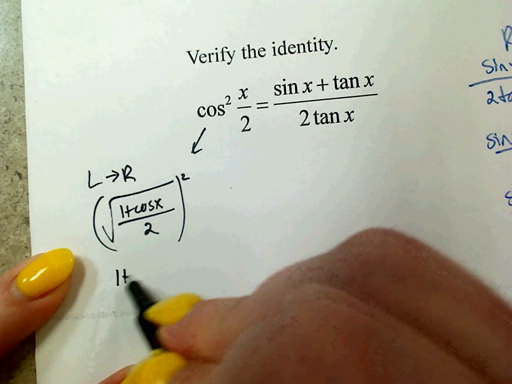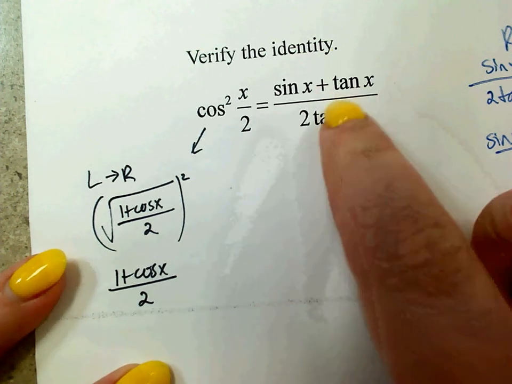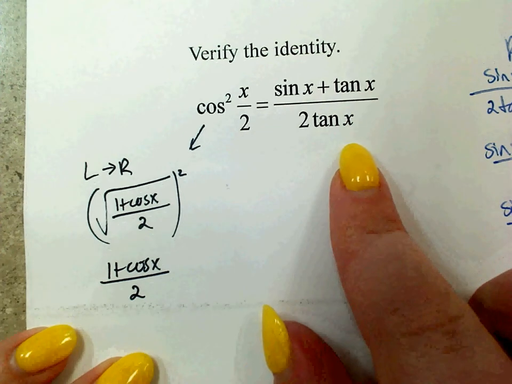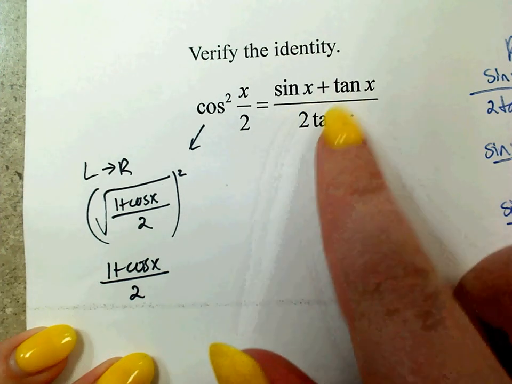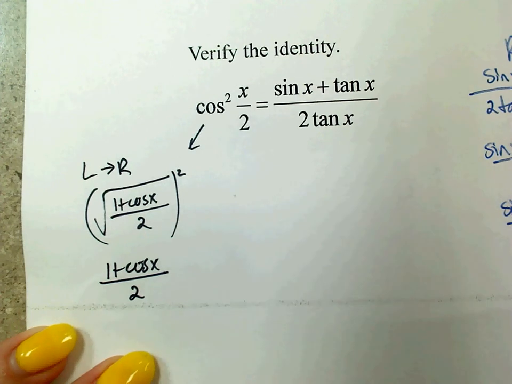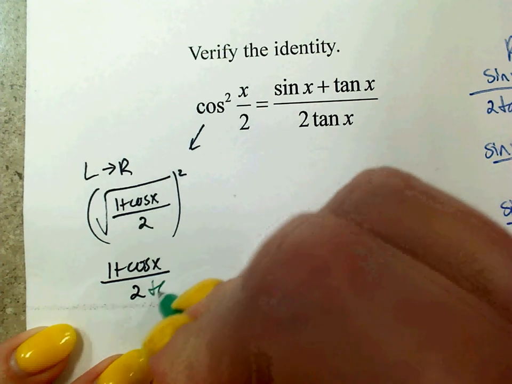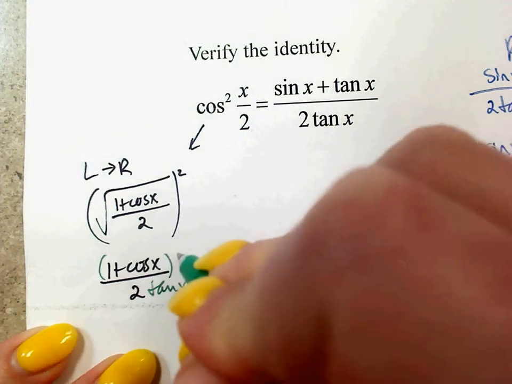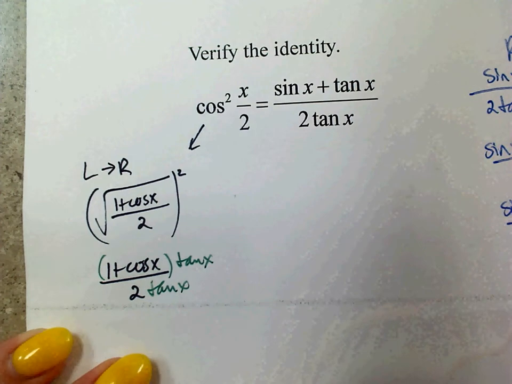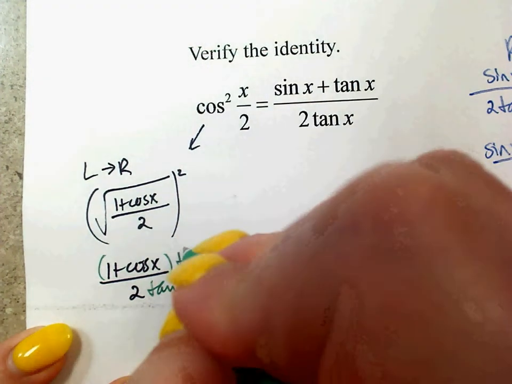I need a sine plus tangent over tangent. And the clue is that the denominator has a 2 tangent, right? This denominator is just a 2. So this is one of those tricks where you just kind of know what to do or play around with it. I want a 2 tangent in the denominator, so let me put a 2 tangent on there and see what happens. So I end up with tangent plus cosine times tangent over 2 tangent.